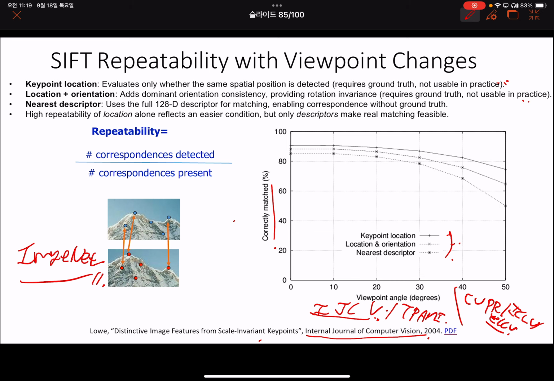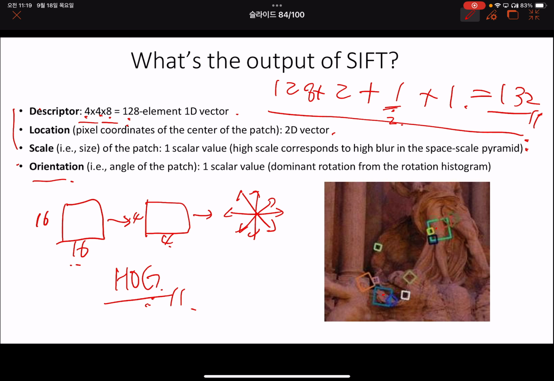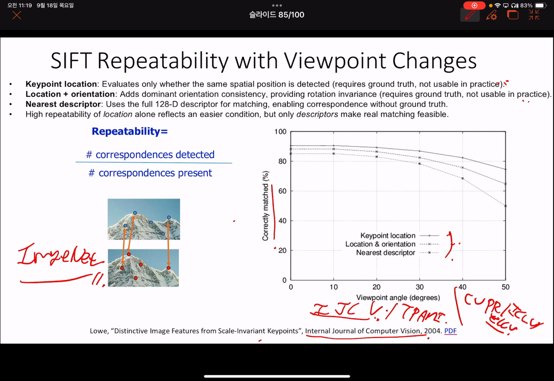Location and orientation as well. So we had all this stuff, right? Descriptor, location, scale, orientation. The first one only used location, x, y, without descriptor, scale, or orientation, assuming all the other things are correct. This one evaluates only location and orientation, assuming descriptor and scale are correct. It also requires ground truth and is not usable in practice, but it tries to find the upper bound of SIFT.